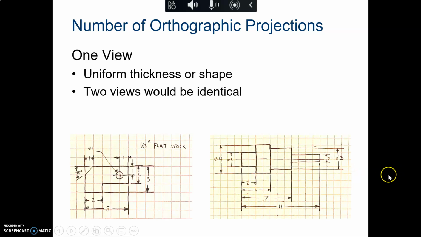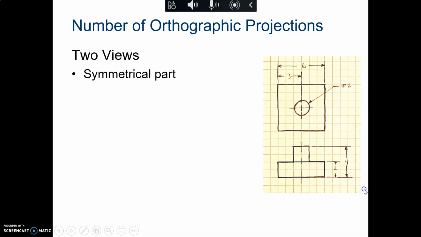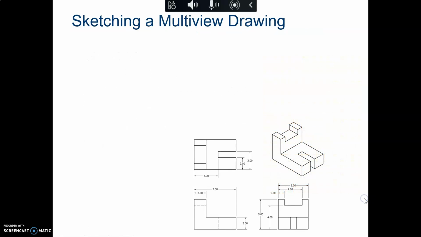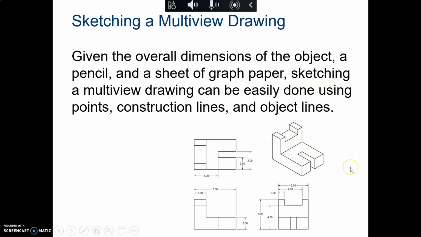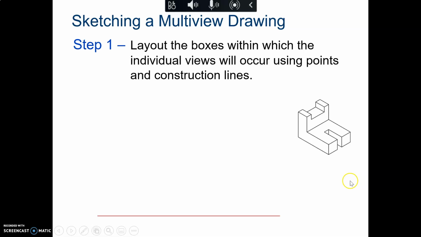And then we're going to start looking at some advanced things when we get into symmetrical parts and eliminating one other viewpoint. I encourage you to use construction lines, follow up with your object lines and points, and you should be able to recreate an object simply like this.